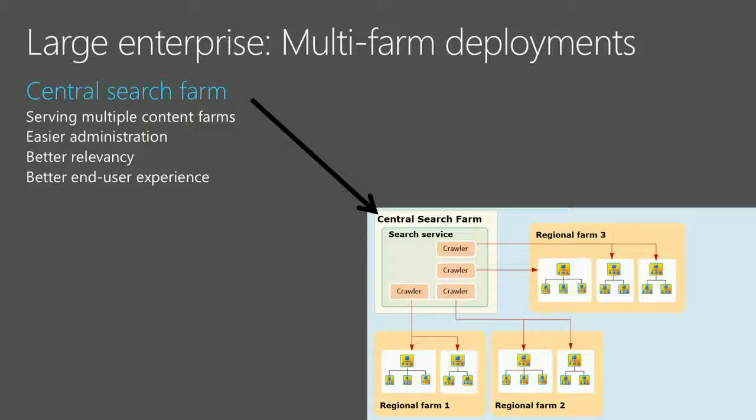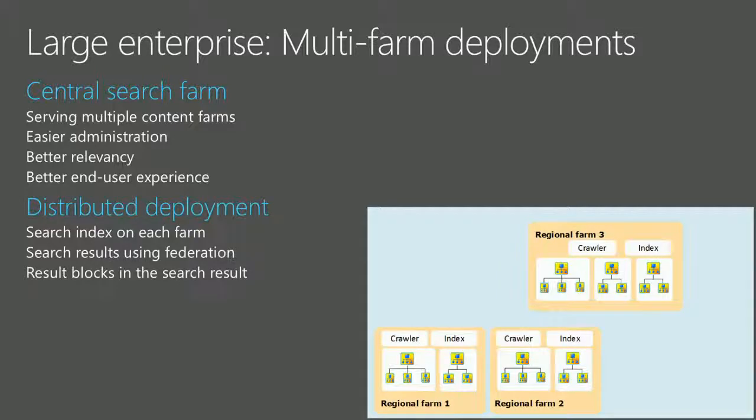This serves multiple content farms. It's easier administration because you only have one search farm to deal with, and better relevancy, which results in a better user experience. The better relevancy, with one search farm searching multiple SharePoint farms, comes from getting the results, as we've talked about so far, in one result set. So they are relevant compared to each other. They are mixed together. The queries rank those against each other. That gives you one unified experience without having different result blocks on the page.